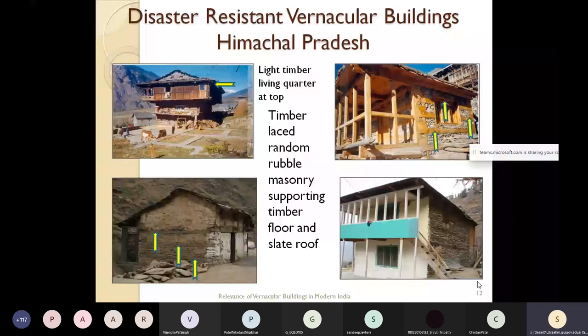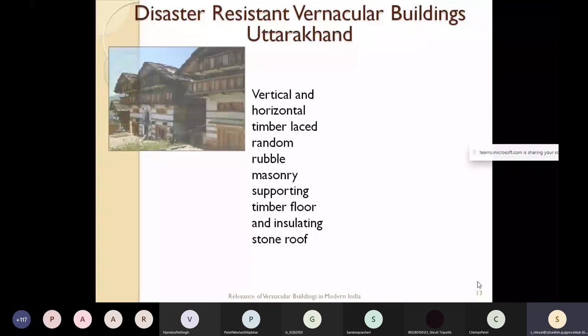Coming to Uttarakhand, once again you have timber-laced masonry with random rubble. And you have this heavy, heavy stone roof. This is not slate. It's called patal. And these units are about 2 inches thick.